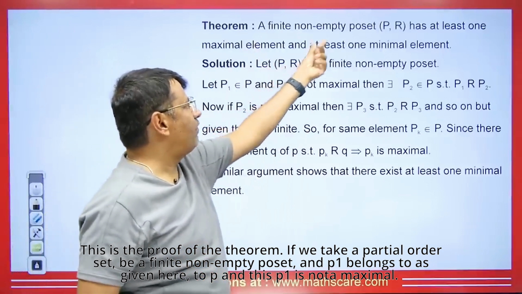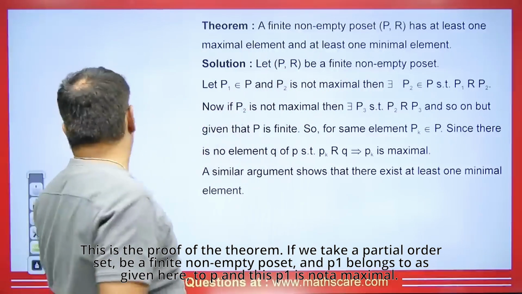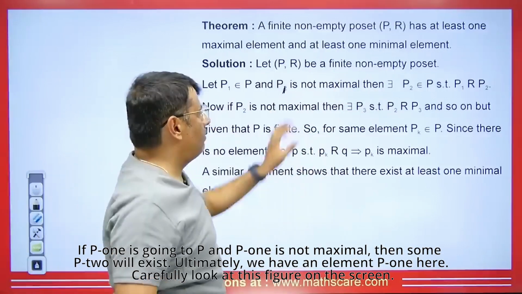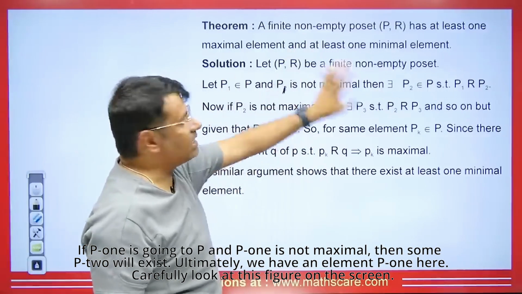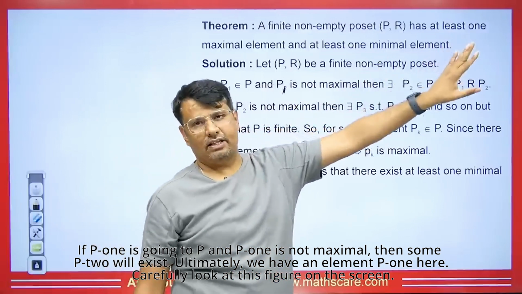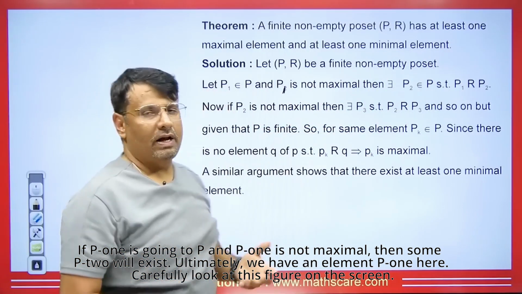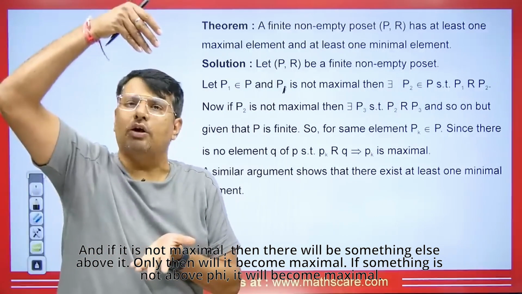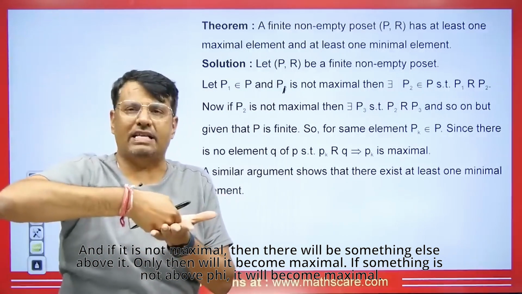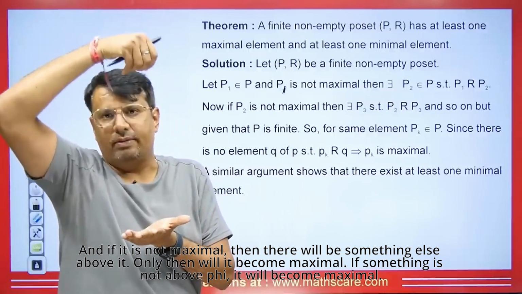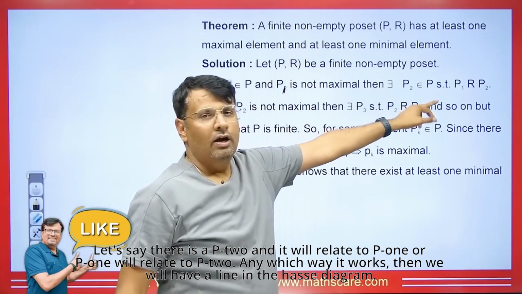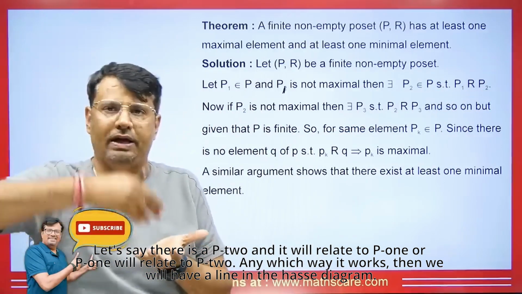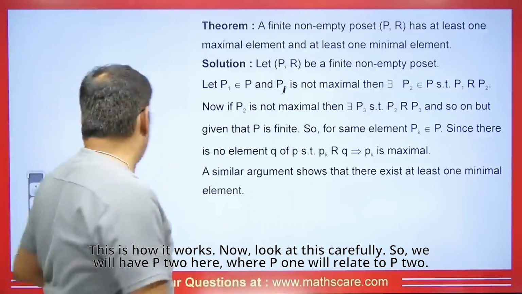If we take a partial order set P, a finite non-empty POSET, and P1 belongs to P, and this P1 is not maximal. If P1 belongs to P and P1 is not maximal, then some P2 will exist. Ultimately, we have an element P1 here. Carefully look at this figure on the screen. And if it is not maximal, then there will be something else above it. Only then will it become maximal. If something is not above 5, it will become maximal. Let's say there is a P2 and it will relate to P1 or P1 will relate to P2. Any which way it works, then we will have a line in the Hasse diagram. This is how it works.